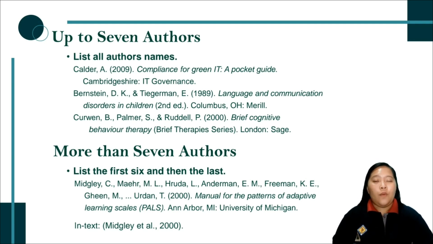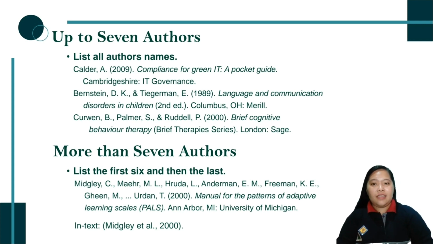Another one is that when your source has more than 7 authors, list the first 6 authors and then the last author. In MLA, you will write the first author and then et al. Et al. means there are a lot of authors, or more than 7 authors, in that particular title of the book.